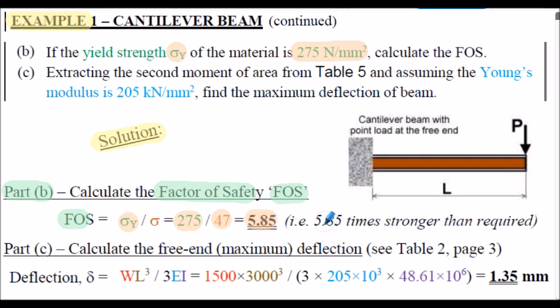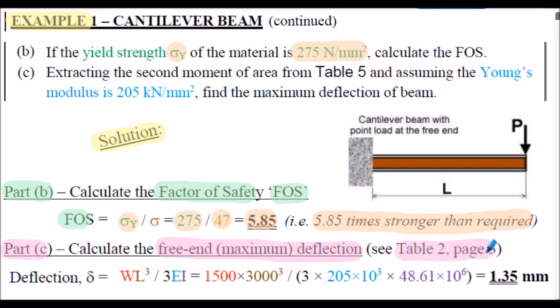So 5.85 times stronger than required in this particular case, which might be quite reasonable in practice, as this beam is obviously used for lifting purposes, so you might want a significant factor of safety on the beam. The materials would be expected to be quite cheap in this case, so probably no significant cost for having a larger beam.